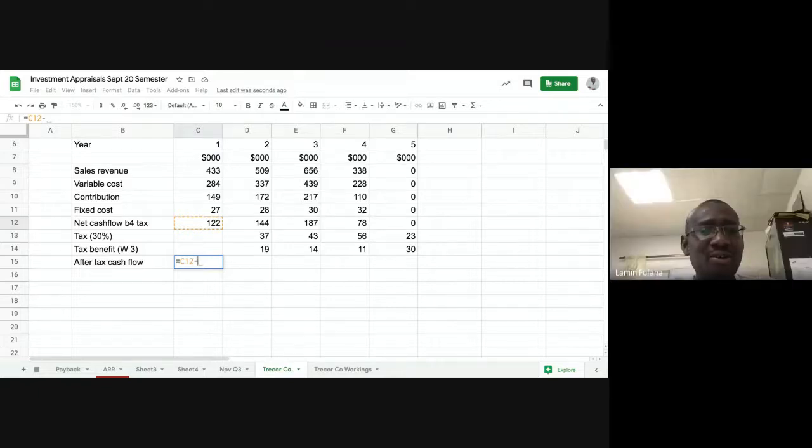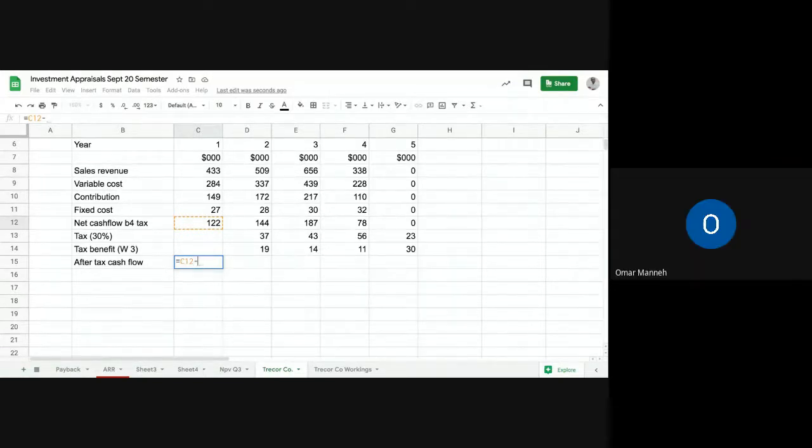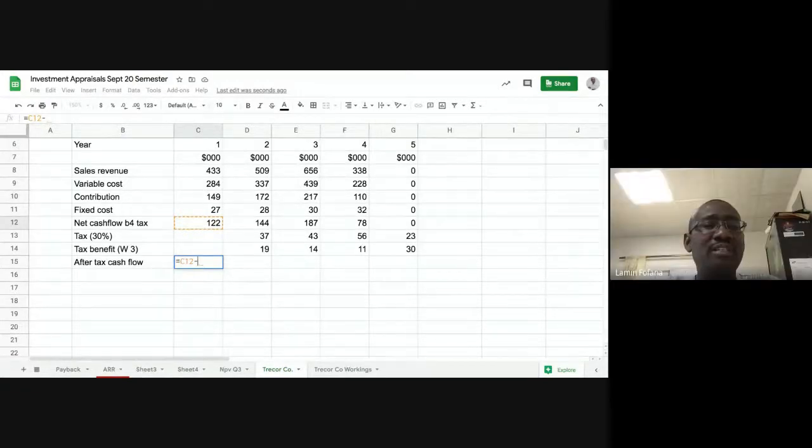We know we are in year 1. We know that there's no tax there, but you have to bring the year 1 cash flow as well, isn't it? So you can put the formula in year 1 and replicate. What we are doing is taking the net cash flow before tax, adding the tax benefit and less the tax cost. Simple.